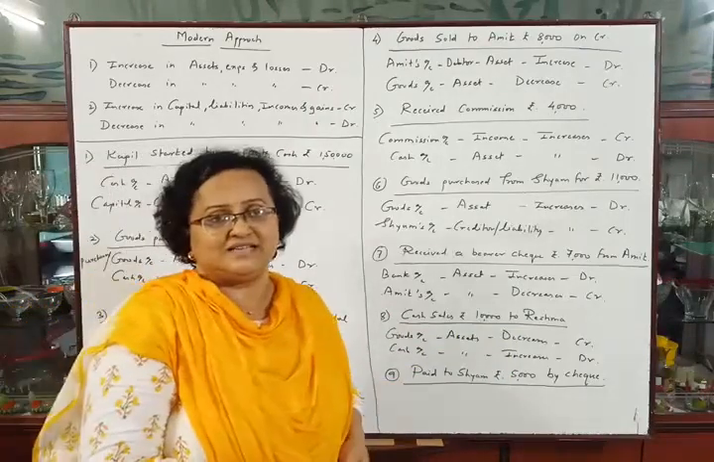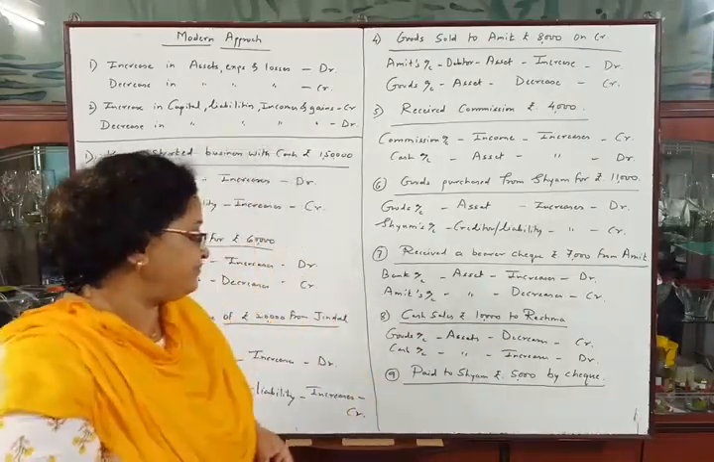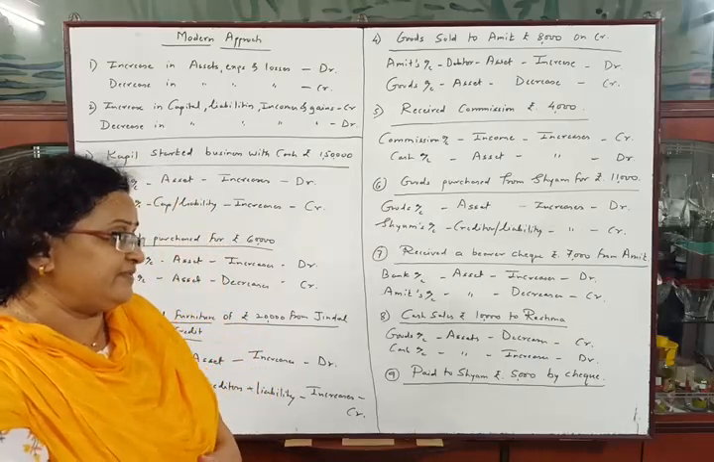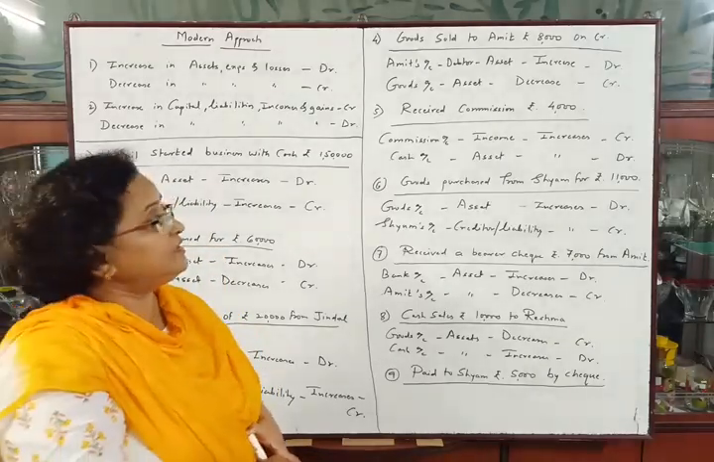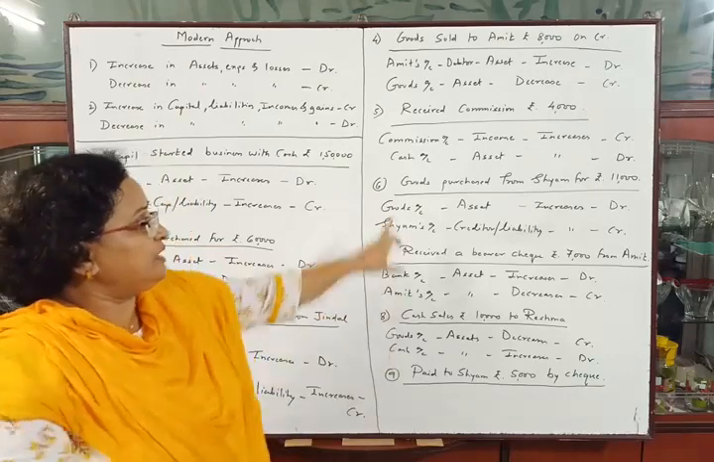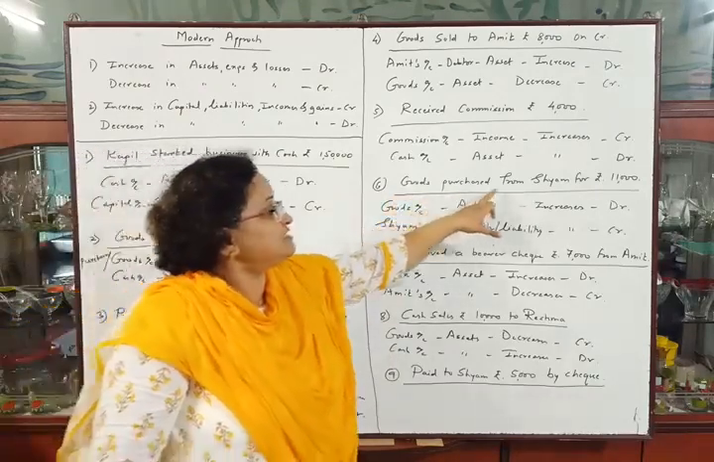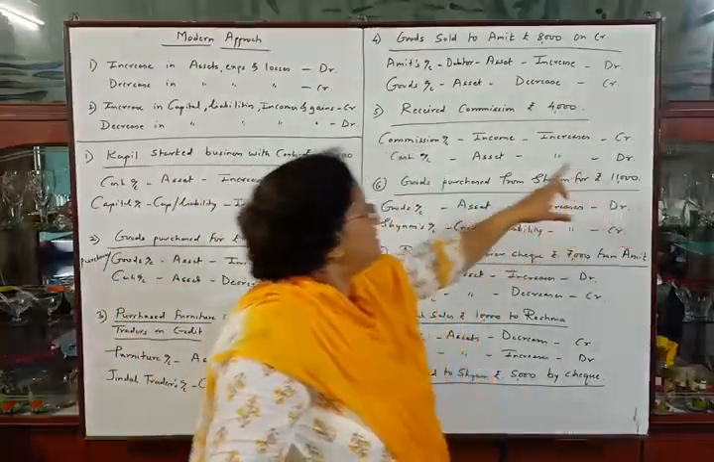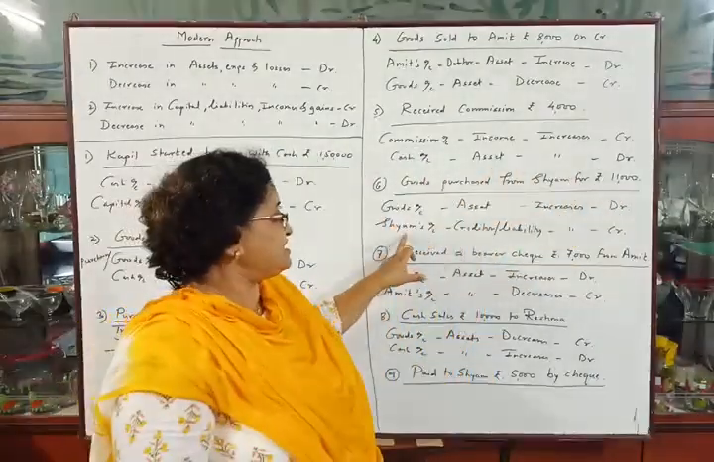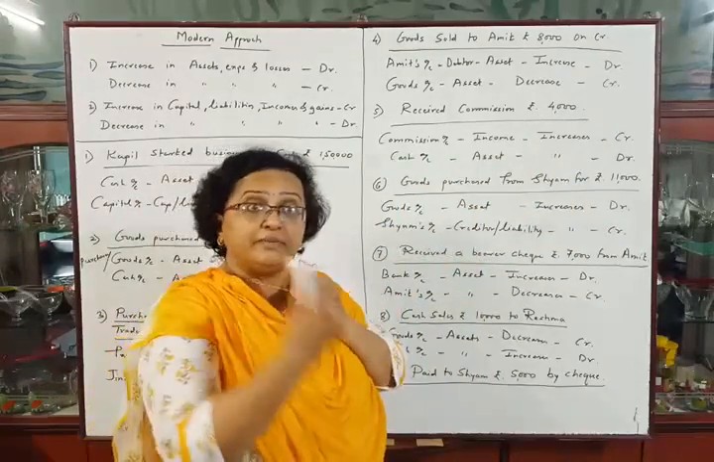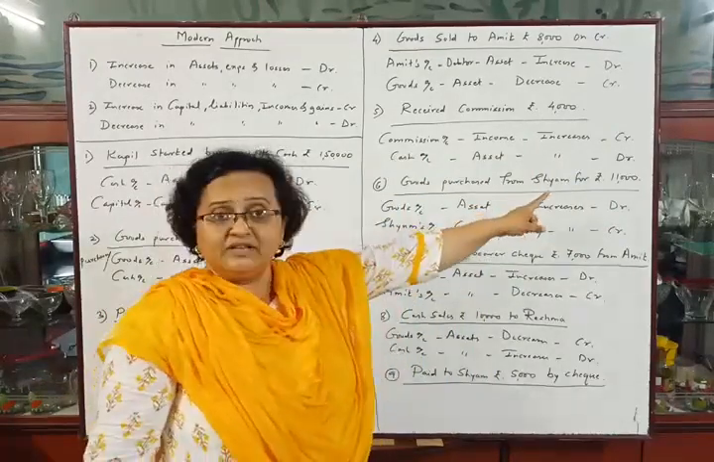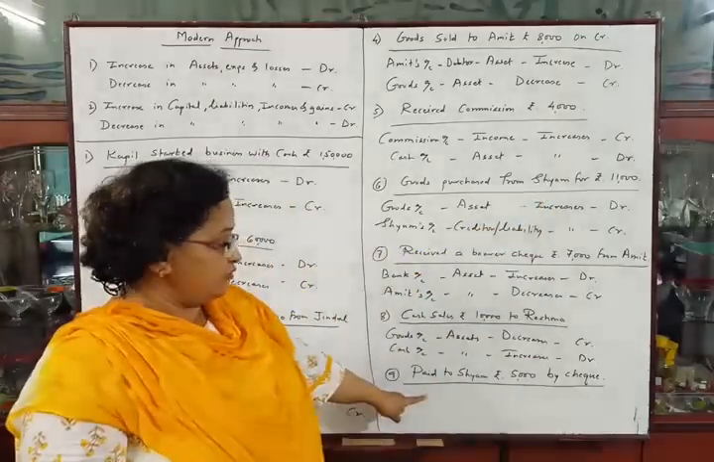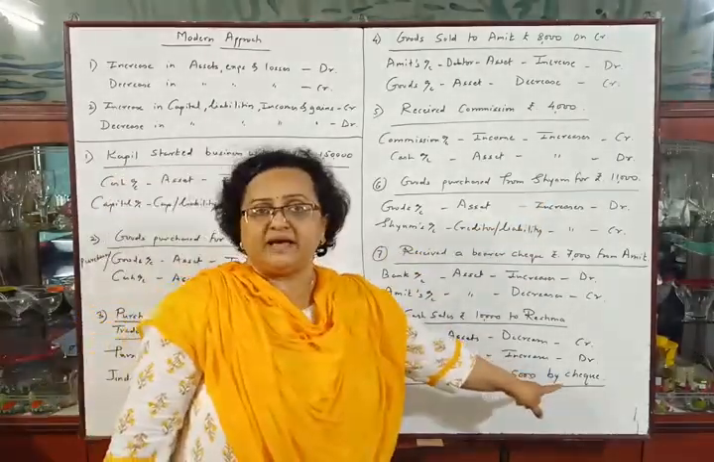Now the last transaction, today's last transaction. Paid to Sham rupees 5,000 by check. See, in the sixth transaction, we have purchased from Sham rupees 11,000. This was a credit transaction and Sham is our creditor. Amount is payable to him. From that 11,000, now we are paying him rupees 5,000 by check.